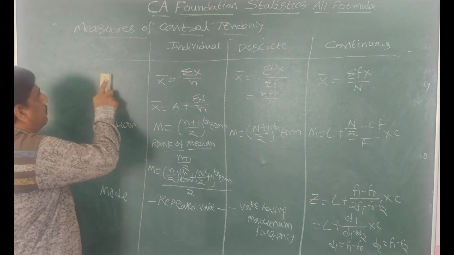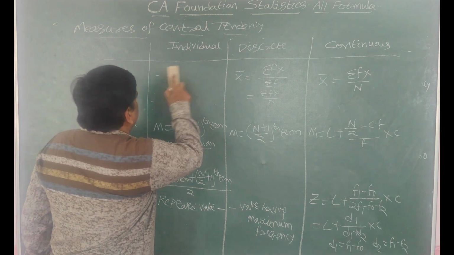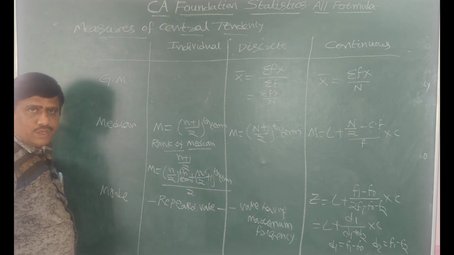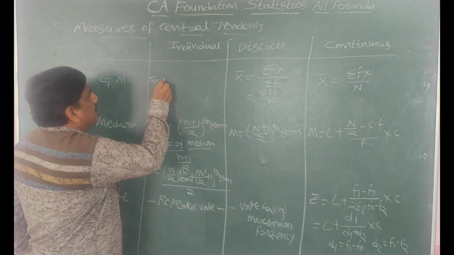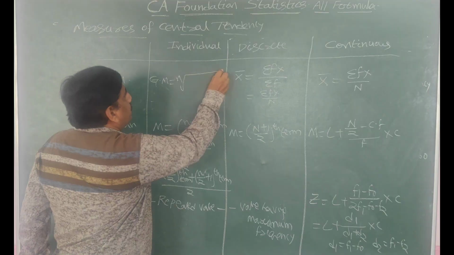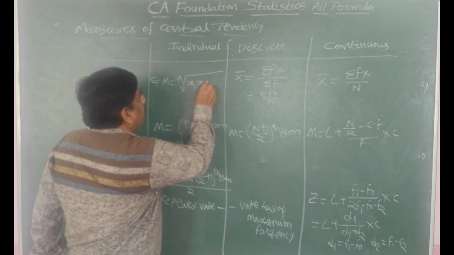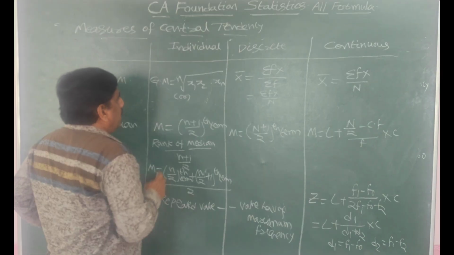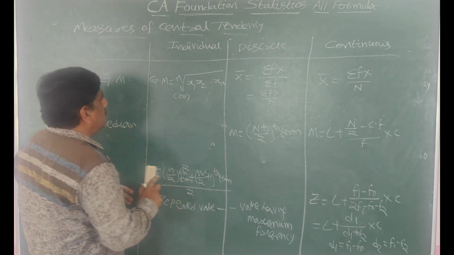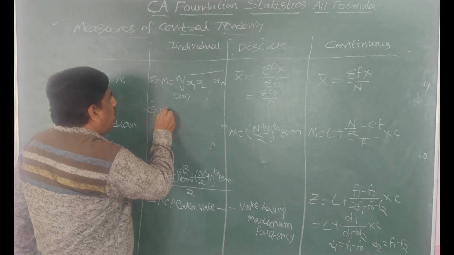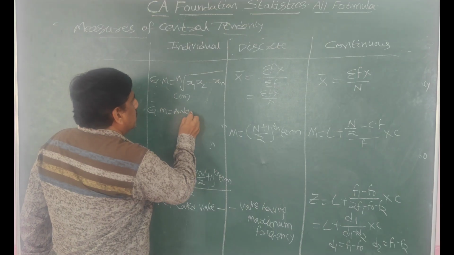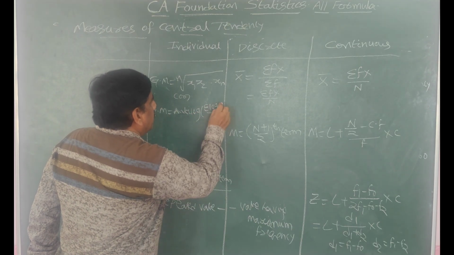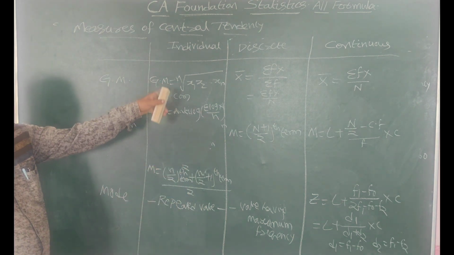Next, coming to geometric mean. The geometric mean formula in the case of individual series: GM is nothing but the nth root of the product of the values, nth root of x1, x2, and so on up to xn, or you can apply the formula GM equals antilog of summation log x by n. In individual series, these are the formulas for GM.